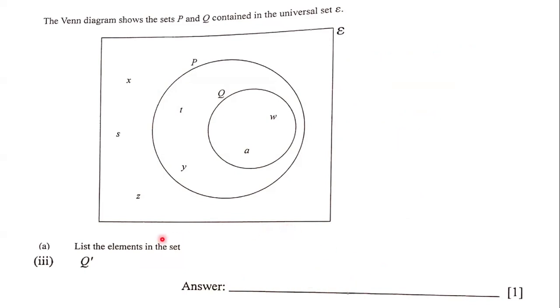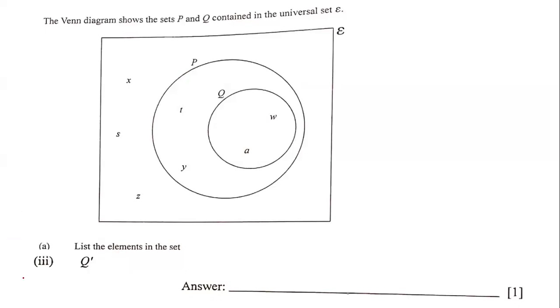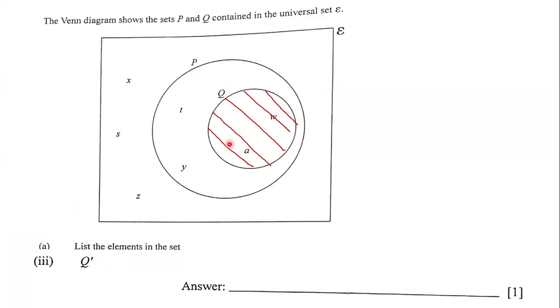Next, the question says, we want to list the elements in the set Q complement. Now, Q complement means that we want to include all of the elements that are inside the universal set, except for the elements that are inside Q. So we do not include any of the elements that are inside Q in this listing. We include all of the other elements inside the universal set.